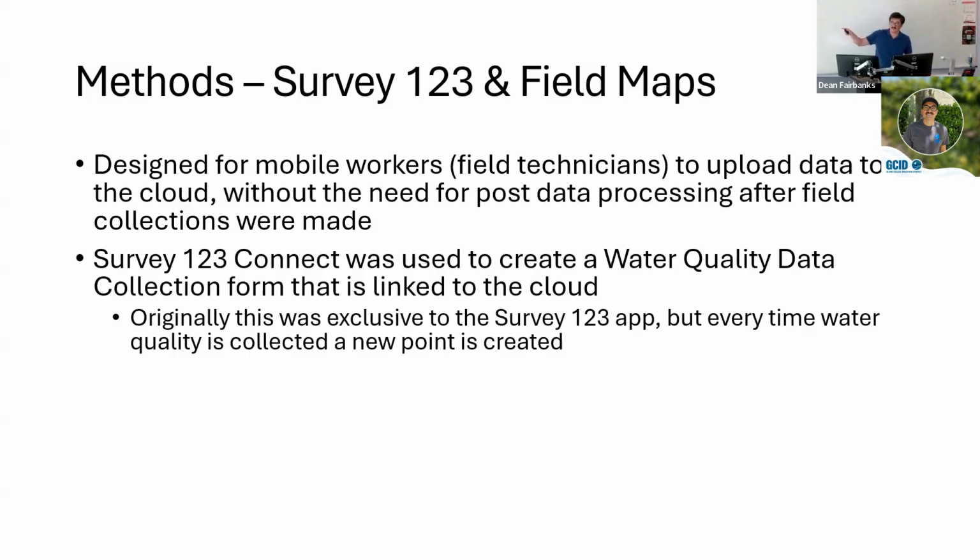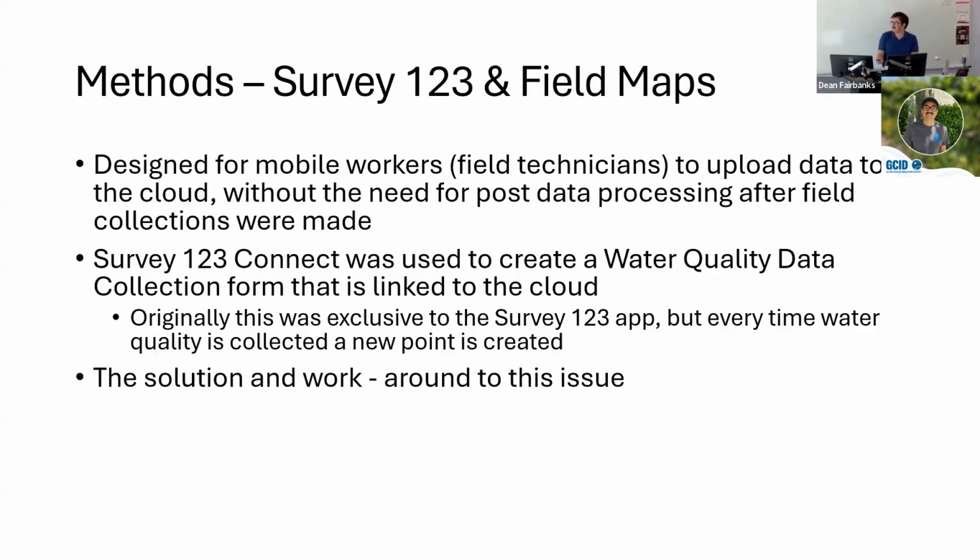And at first, we were doing this exclusively through Survey123. But the issue with that is that whenever you collected a water quality parameter for a point, it created a new point on top of the point that you were collecting. So it was essentially stacking points throughout time. We didn't want that because the point essentially serves as a weather station. A weather station is one place, and it collects data over time.